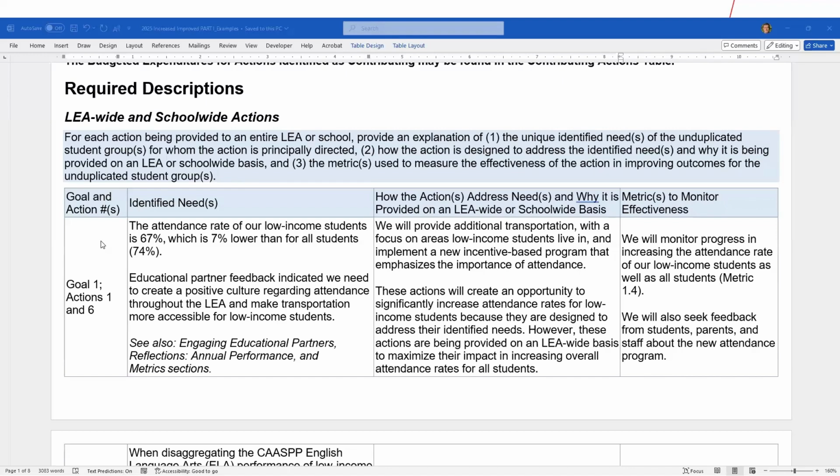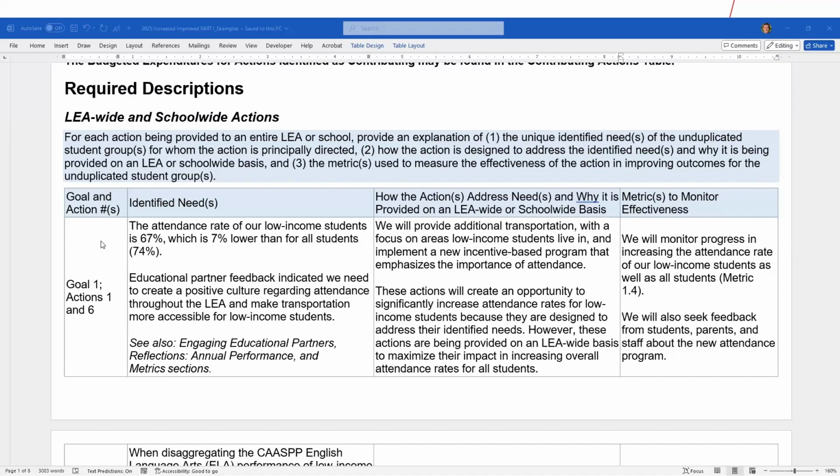Next column is the how the action or actions address the needs and why they are provided on an LEA-wide or school-wide basis. So the first little paragraph, we will provide additional transportation with a focus on areas low-income students live in and implement a new incentive-based program that emphasizes the importance of attendance. That's like a quick snippet summary of what actions 1 and 6 in goal 1 encompass. It's just a quick summary of this is basically what's being provided in 1 and 6.